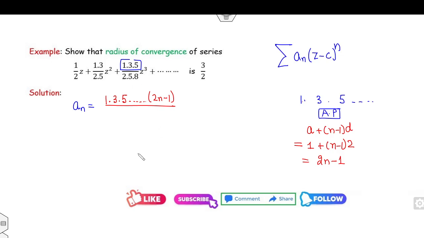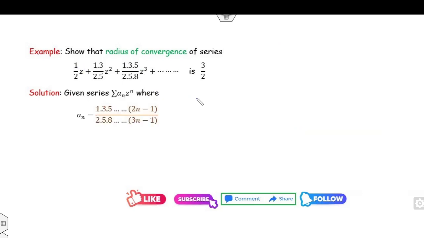Similarly for the denominator, it is 2, 5, 8 and so on. Again it's an AP. Again the general term is a plus (n minus 1) d, common difference 3. So it will be 2, 5, 8 and it will be my 3n minus 1. Now you can see the power. When you take n is 1, it will be my 1, it is my 2, fine, and the value of the z is my 1. So this is my a_n. Clear? Now your target is to find the limit of a_n plus 1 over a_n as n approaches infinity.